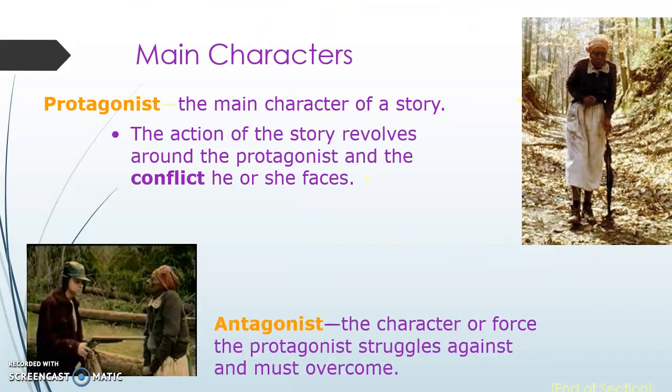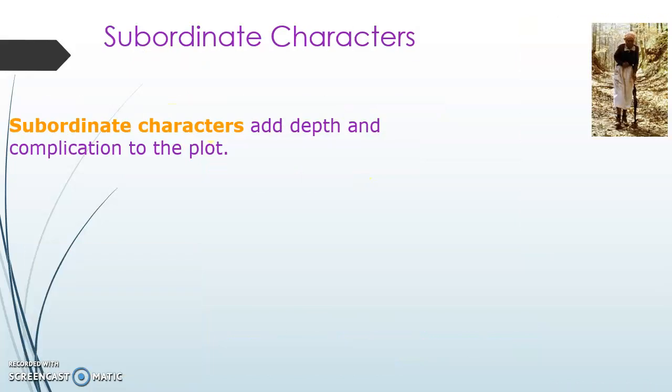So, we discussed the main characters. The main characters are protagonists and antagonists. Every story will have an antagonist. Every story will have a protagonist. All right. We talked about subordinate characters. We said that these characters just add a little bit of depth and complication to the plot. And we know the plot is the events in the story.